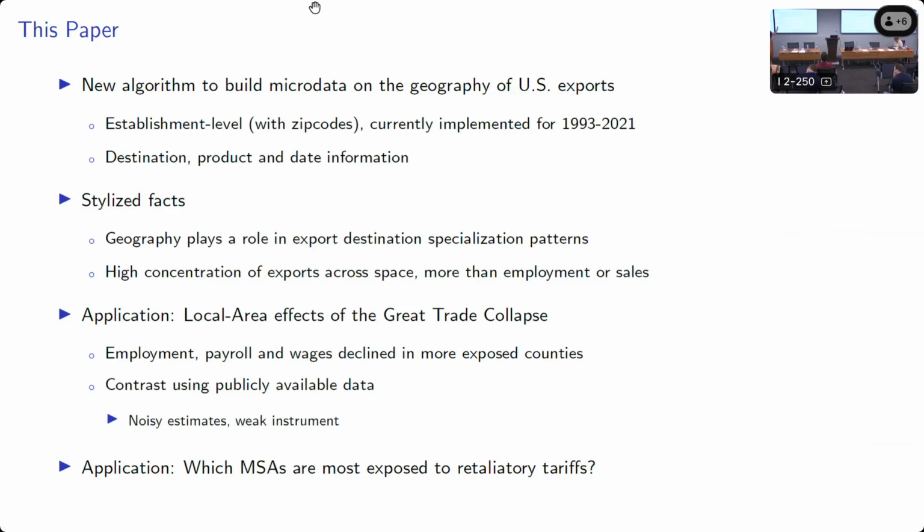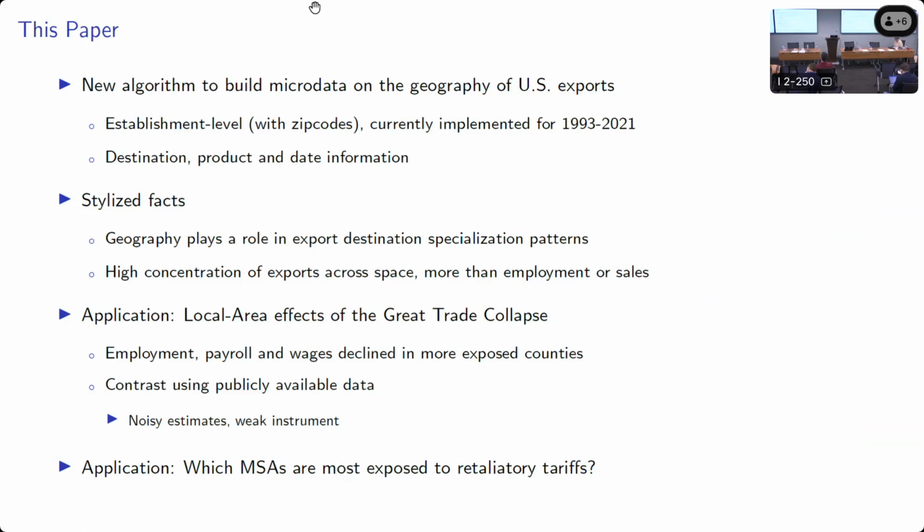This approach allows people implementing the algorithm to identify with a high degree of certainty establishment-level exports, including the zip code of the establishment and every other feature of the establishment that is available to you in the census data. In this project we have currently implemented this algorithm for the years 1993 to 2021. Depending on the years available to other researchers, this could easily be extended to other years as data become available.